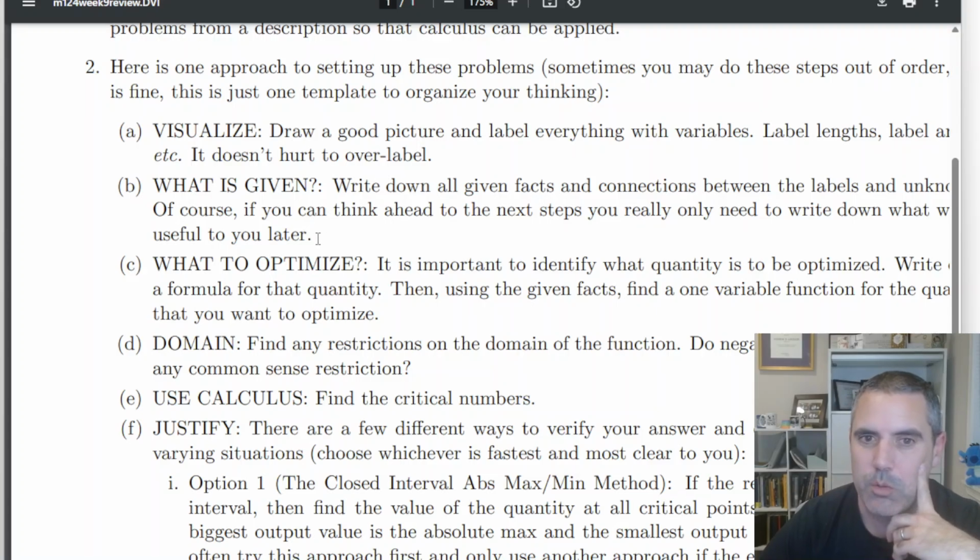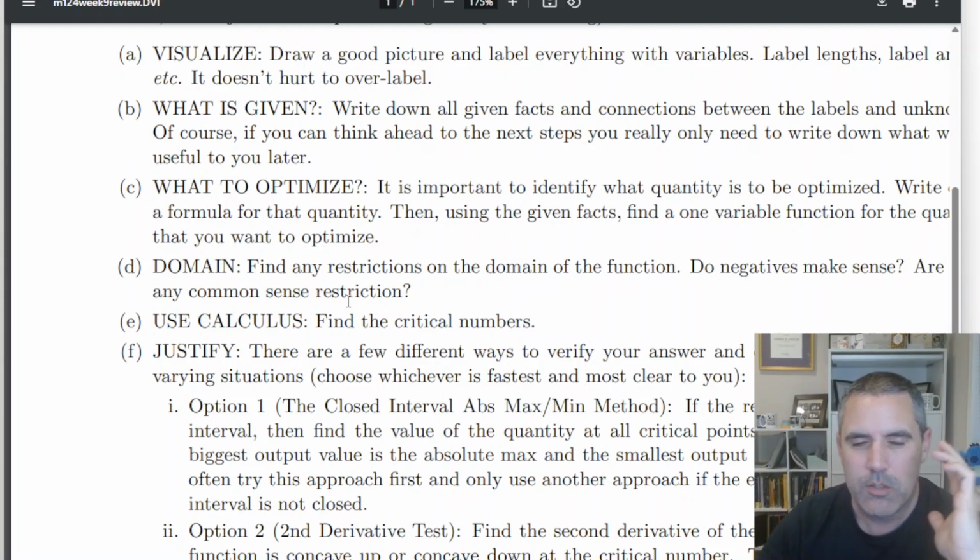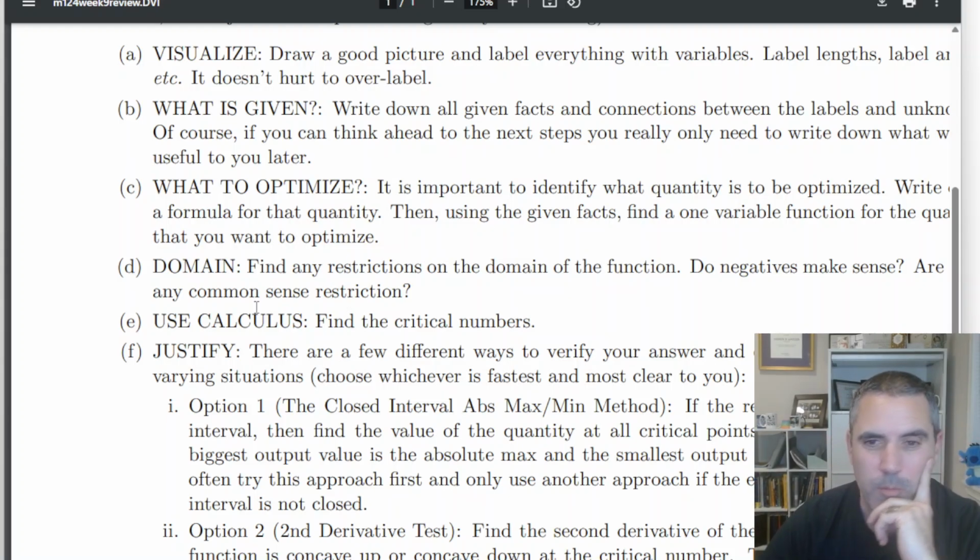So here I say, what do we want? What to optimize, but that's what we want. The other things we're doing are just going to help us. Like, is there a domain? Is there an end? We know that the ends might be important. And we're going to find the critical numbers, and then we're going to make appropriate conclusions.